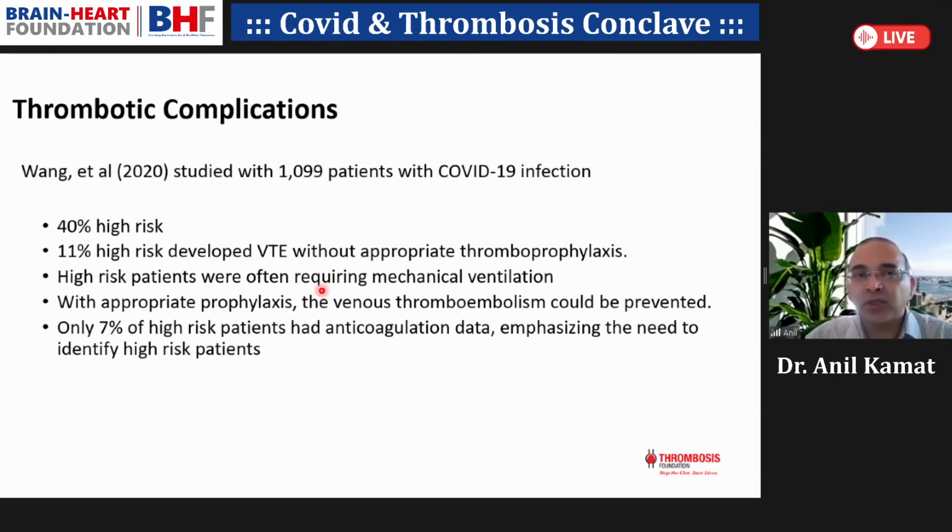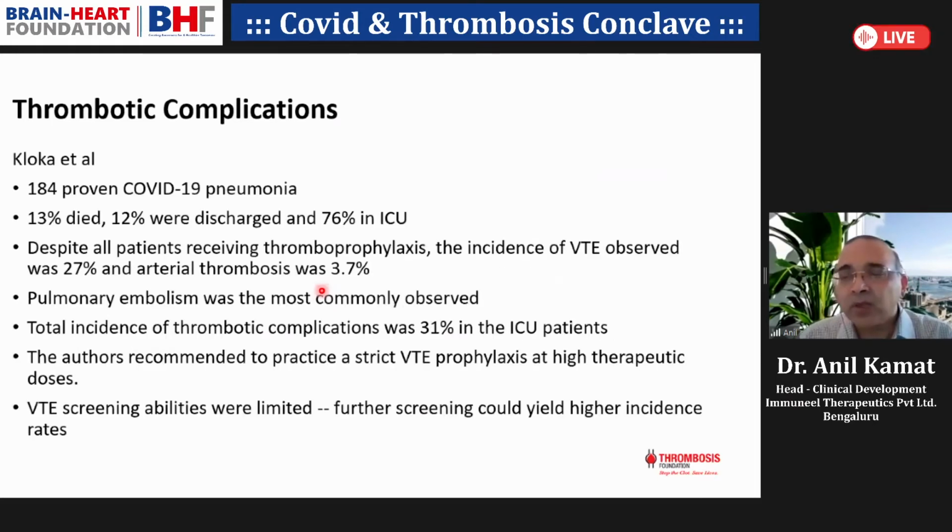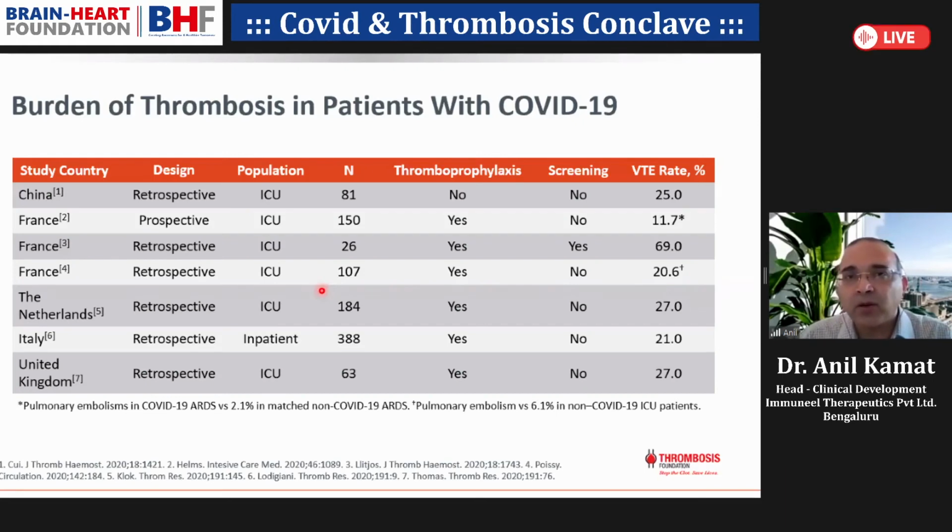We know, from everybody who has treated COVID and from our own experience, that the thrombotic complications are high. In China, they saw it in 7% of patients, which was high risk, and the incidence was 11%. However, there is a drawback. In China, they were not using thromboprophylaxis in all patients. So they were very selective in offering thromboprophylaxis, and hence the incidence was higher. There is another data which showed as high as 27% of VTE with 3.7% of arterial thrombosis. If you look at the burden of thrombosis in the various countries reported, it ranges from 20 to 69%.